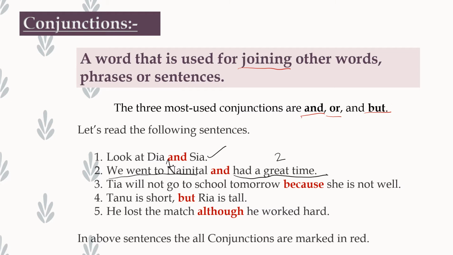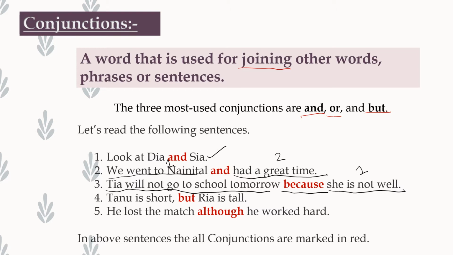Next, it says, Tia will not go to school tomorrow because she is not well. Now, these are two sentences. Tia will not go to school tomorrow. The second sentence is, she is not well. They are saying that Tia is not well, and this is the reason she is not going to school. So we are connecting these two sentences together by using the word because.